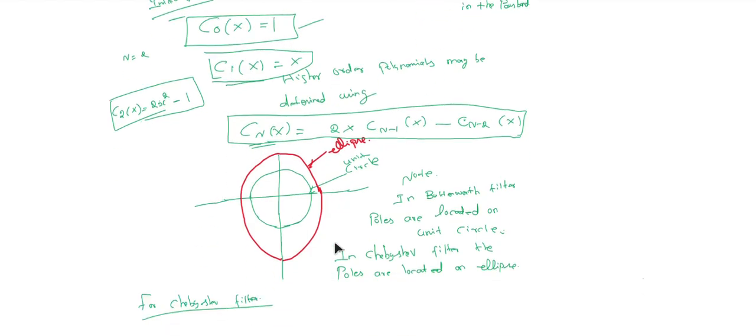If you see the pole determination, how the poles are located in the Butterworth filter and the Chebyshev filter: the poles are located on a unit circle for the Butterworth filter. There is a mathematical relationship between the Butterworth and Chebyshev filters. The poles of the Chebyshev filter are located in an elliptical manner. So in the Butterworth filter, the poles are located on a unit circle, and in the Chebyshev filter, the poles are located on an ellipse.